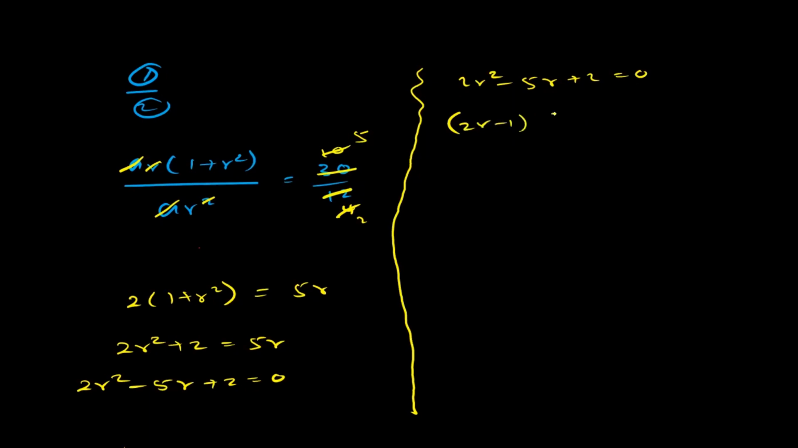2r minus 1 equals 0 and r minus 2 equals 0. Hope these are the factors, correct, right? I am waiting for your responses.